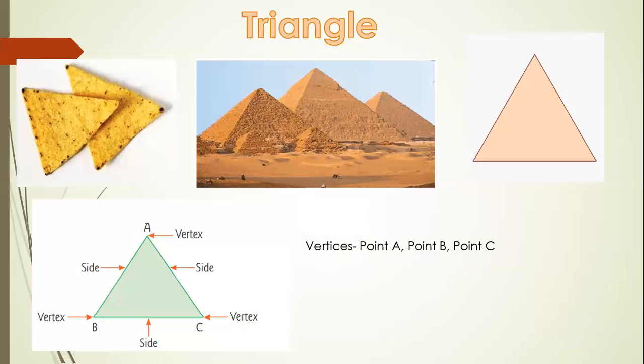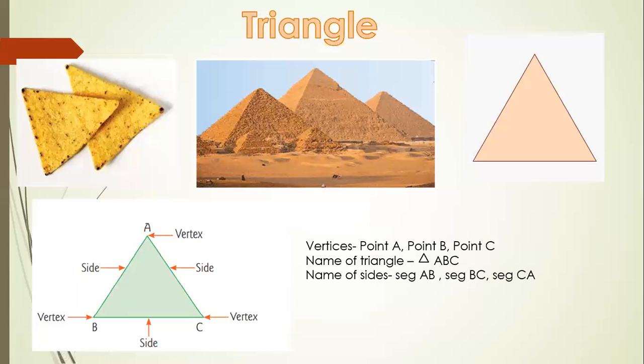Now using these vertices we can name the triangle. So the name of the triangle I can tell as triangle ABC. You can name it in any direction. For example, you can tell it as triangle CBA or triangle CAB or triangle BAC. So using these three points you can name your triangle.